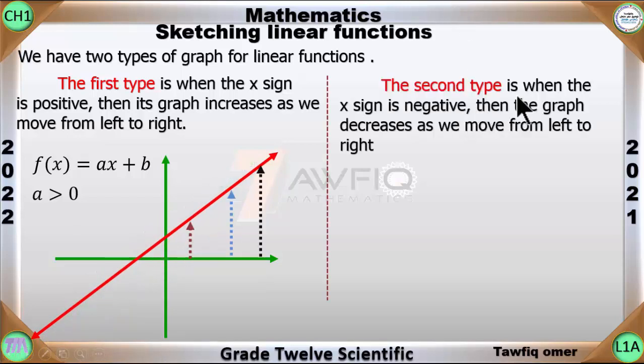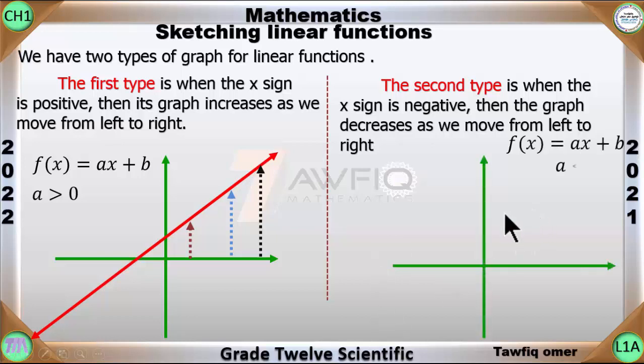The second type is when the x sign is negative, then the graph decreases as we move from left to right. When a is less than 0, the line is decreasing when we are moving from left to right.